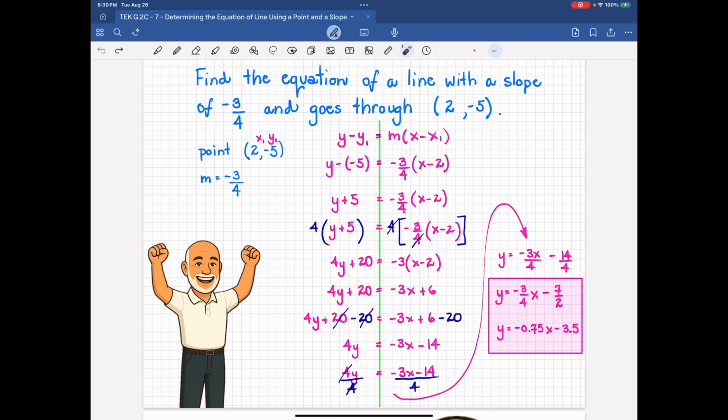Here is the answer to the problem. Please pause the video and check your answer. When you are finished, press play to continue. Just one thing to notice is that at the end of the problem, I ran out of room, so I just drew this arrow up to continue the problem over here on this side. I boxed in my final answer to be y is equal to -3/4 x minus 7/2, but I also expressed the answer as a decimal. -3/4 is -0.75, and 7/2 is 3.5.